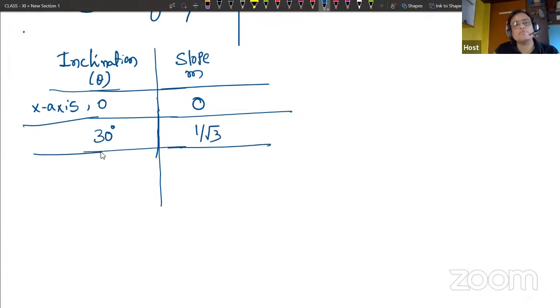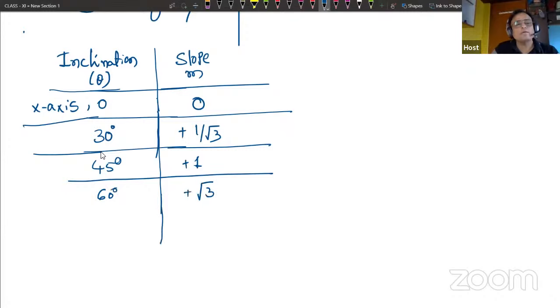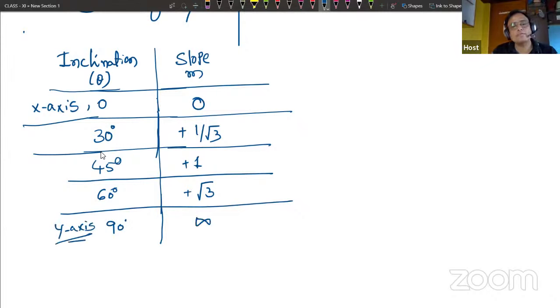If the inclination is 45 degrees, slope of that line is 1. This is the relation one should know. If you know slope, you must be able to find the inclination also. If the inclination is 60 degrees, then the slope is root 3. Here all are positive only. And if the inclination is 90 degrees, that is the y-axis or any line parallel to the y-axis, then definitely it is infinity or not defined.